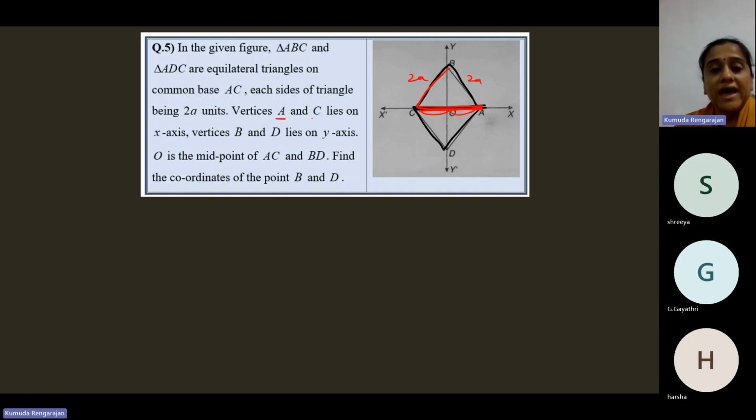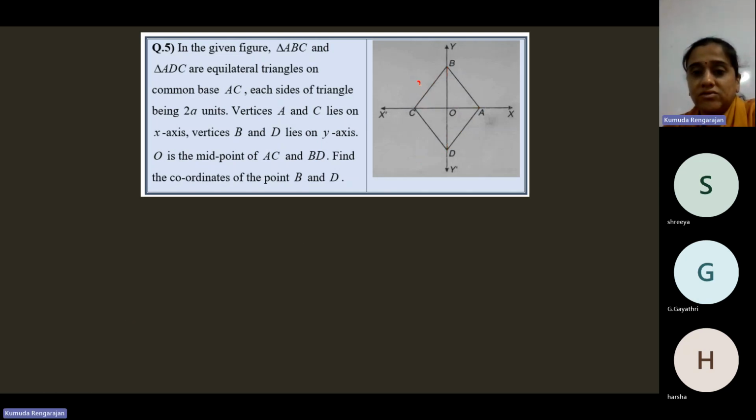A and C lie on the x-axis. You can see it there. B and D lie on the y-axis. See this board. O is the midpoint of AC and BD. That's important. O is the midpoint of AC. So now you can say it is A here and A here. And it's also the midpoint of BD. How much is BD? We do not know, children.